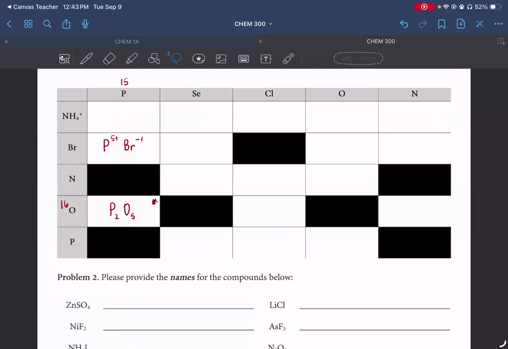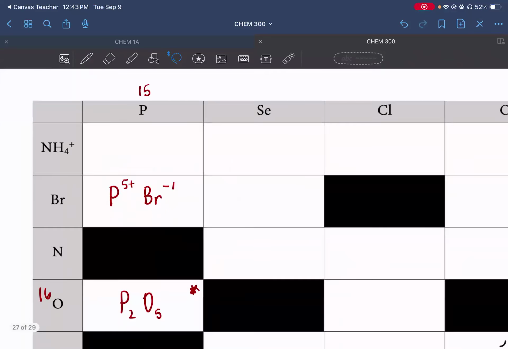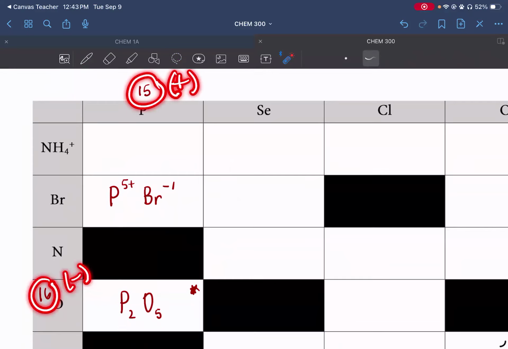Phosphorus. So ultimately, we have a choice. Let's use this one right here, the phosphorus and the oxygen. One of them will be positive, one of them will be negative. We know from our rules, the lower group number is expected to be positive versus the higher group number is expected to be negative.